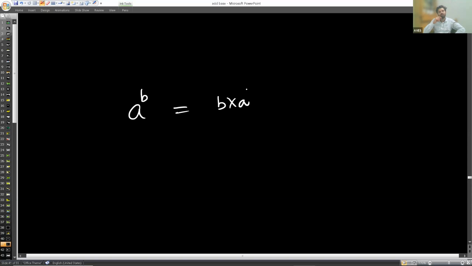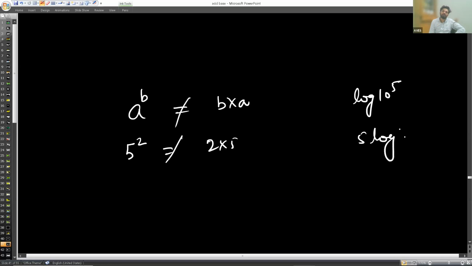Can I write b into a? No. Why? Because if I write 5 raised to the power 2, it does not mean 2 into 5. It means 25. That is not possible. Okay. 5 raised to the power 2 is 25, not 2 into 5. But if I write something like log 10 raised to the power 5, I can write it 5 into log 10.